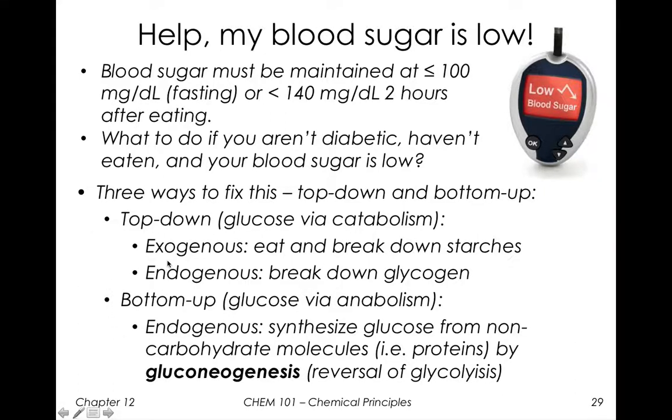We mentioned already in class this bottom-up approach, and that's the idea of using an anabolic pathway, so synthesizing glucose from smaller precursors. So again, we can make glucose from proteins, from other non-carbohydrate molecules by a process called gluconeogenesis. And we'll talk about gluconeogenesis in our carbohydrate chapter on glycolysis, because gluconeogenesis is really the reversal of the glycolytic pathway.